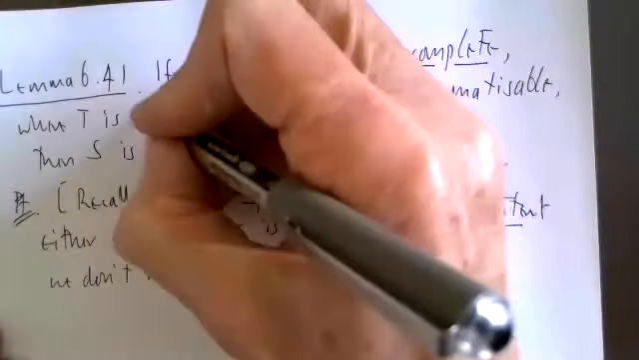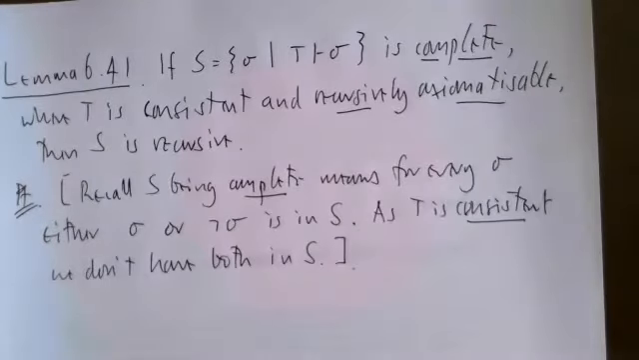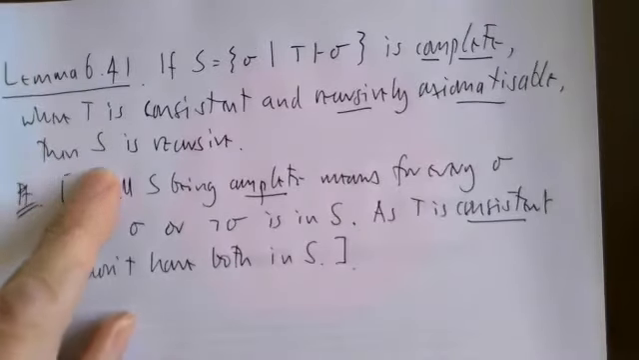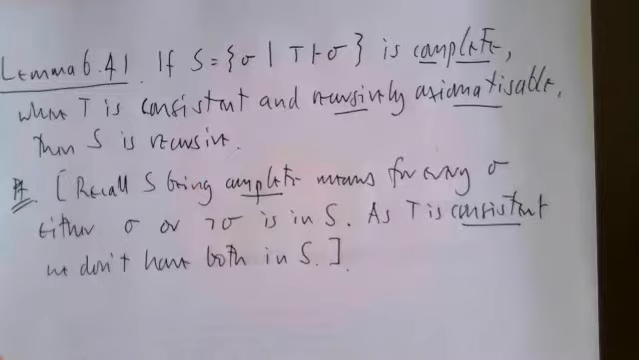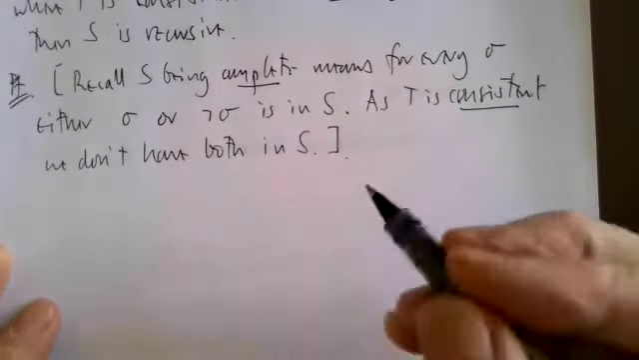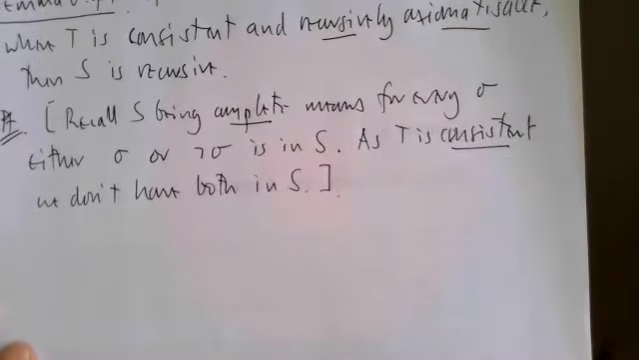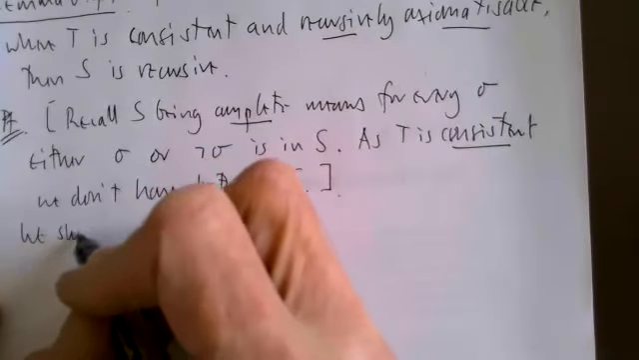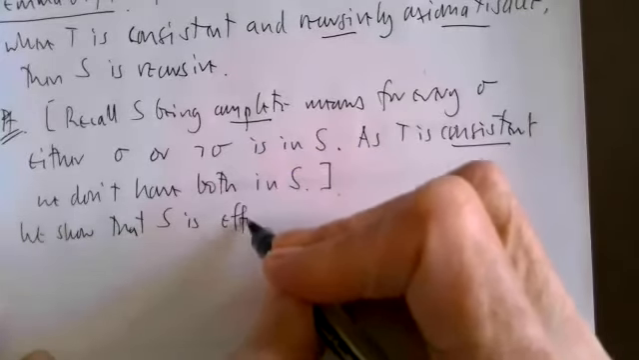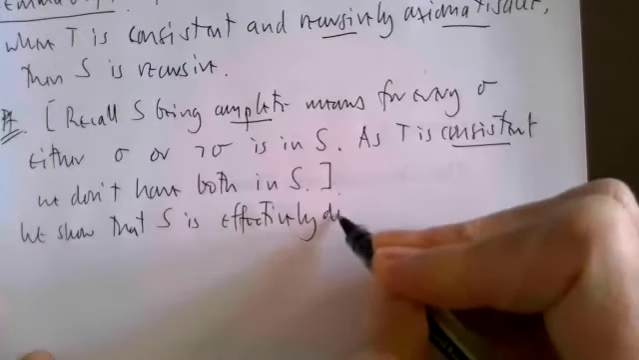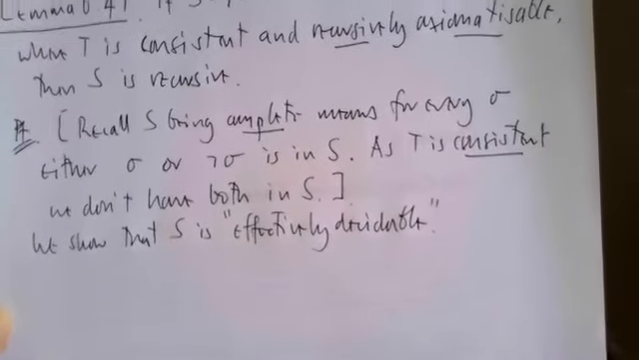We ask that T be consistent and be algorithmically given right here. And then the set of consequences is a decidable recursive set here. And it's a variation of the argument that we've just given. We show that S is effectively decidable, meaning there's an algorithm for telling us whether something is in S or not.